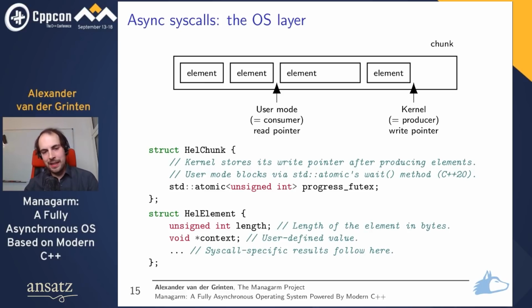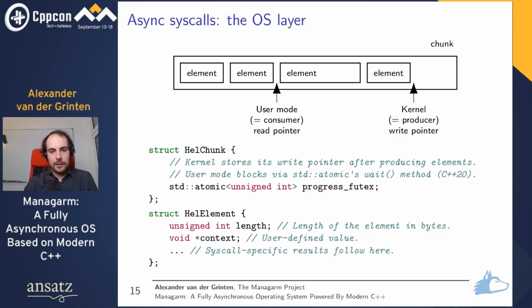Each element is delimited by length. And now here we see that this void pointer, this context reappears, this opaque value that I mentioned before. So when we initiate the async syscall, we pass a user-defined value to the syscall. And then when the kernel informs us that the syscall is done, we get back this user-defined value. And we can use that, for example, to point to some C++ class, to some C++ object. We'll use that to continue our asynchronous code. So for example, to resume some coroutine or to resume some asynchronous algorithm. And okay, each element also has to store some syscall-specific results, for example, error codes or number of transferred bytes in IPC messages or whatever.